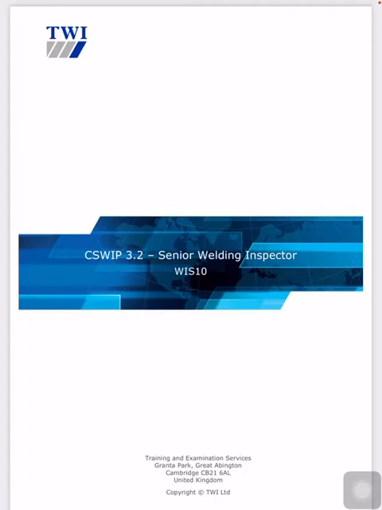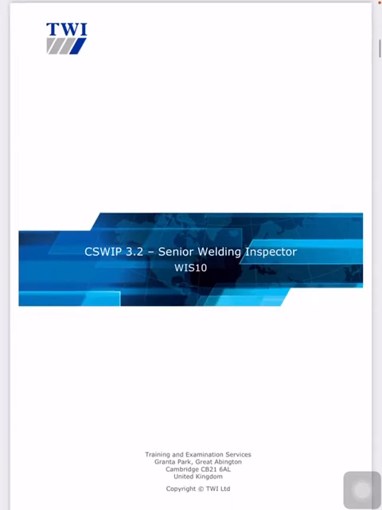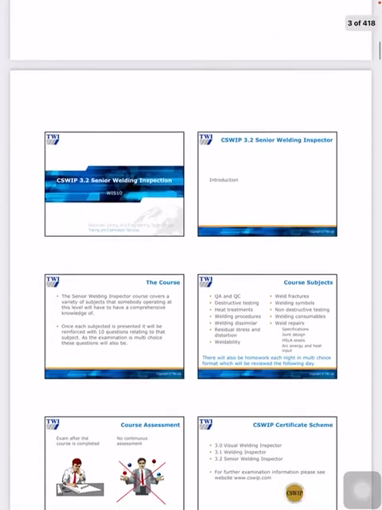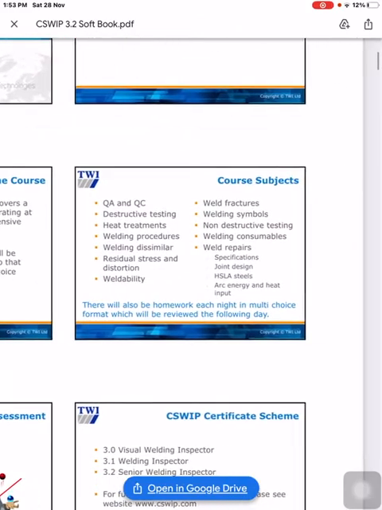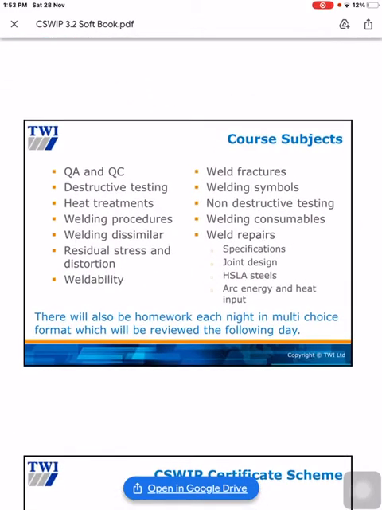So here we are. This is the official book of Senior Welding Inspection, CSWIP 3.2. There are some course contents. There are different course subjects: QA/QC, destructive testing, heat treatments, welding procedures, welding dissimilar, residual stress and distortion, weldability, weld fractures, welding symbols, non-destructive testing, welding consumables, weld repairs, and there are different portions of weld repairs.